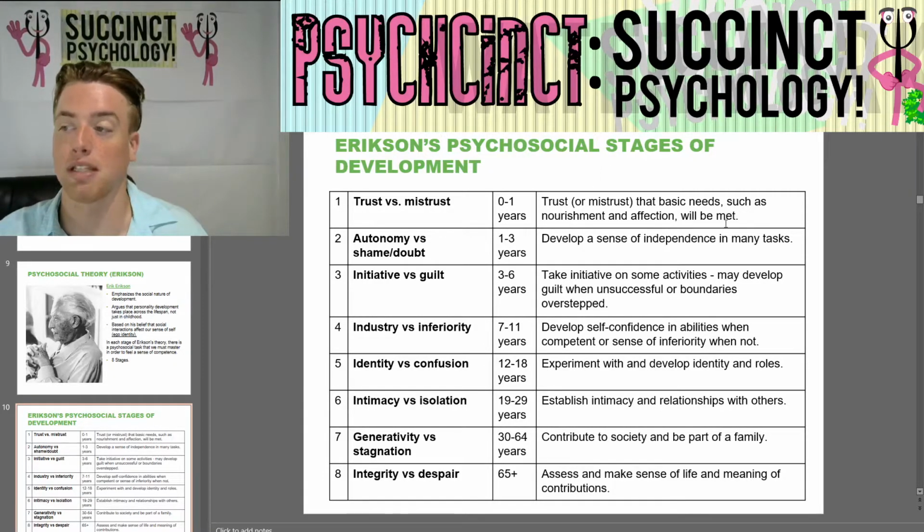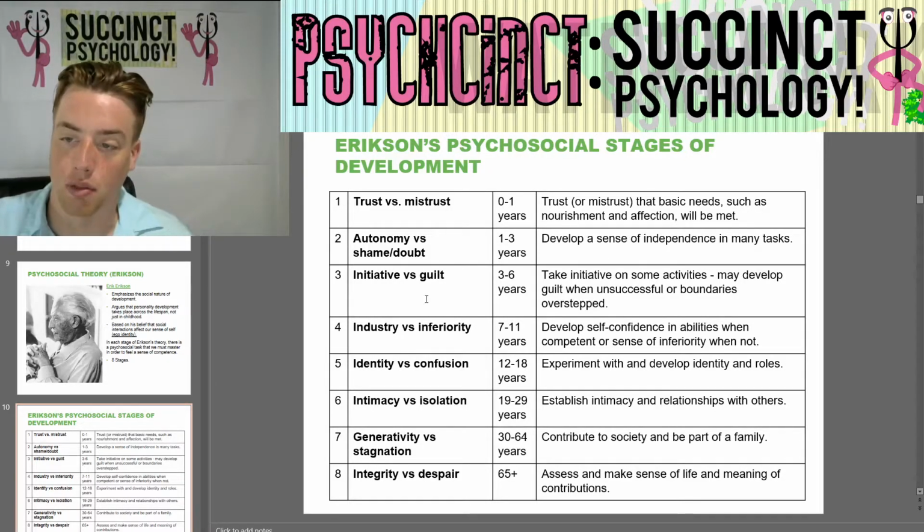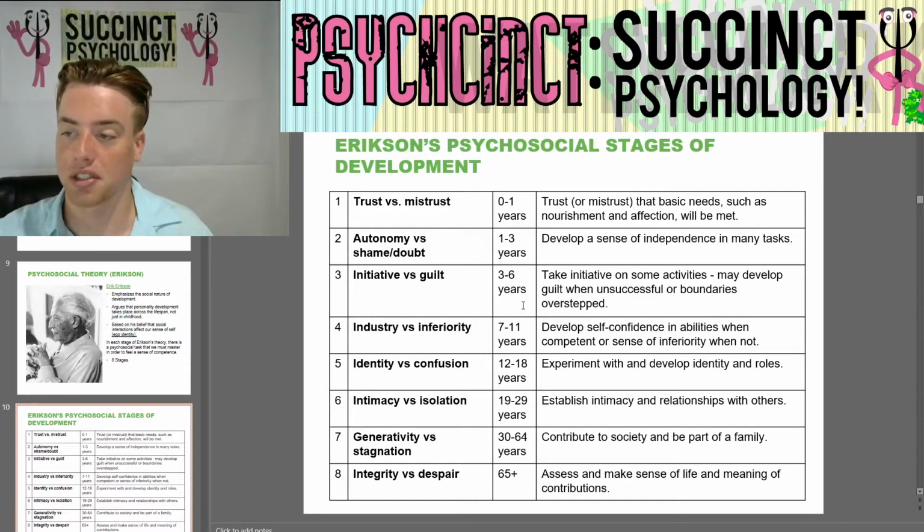Trust or mistrust that basic needs, such as nourishment and affection, will be met. Stage 2 is autonomy versus shame/doubt, which is 1 to 3 years, and develop a sense of independence in many tasks. Stage 3 is initiative versus guilt, 3 to 6 years, takes initiative on some activities and may develop guilt when unsuccessful or boundaries are overstepped.